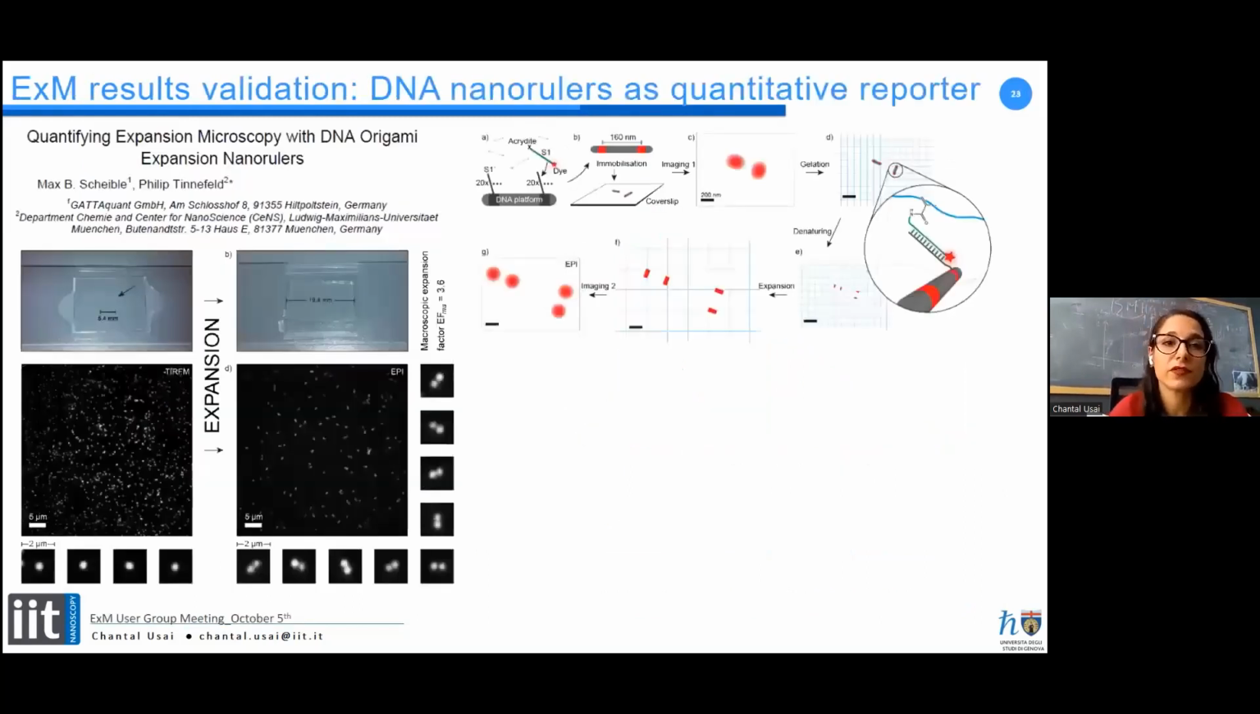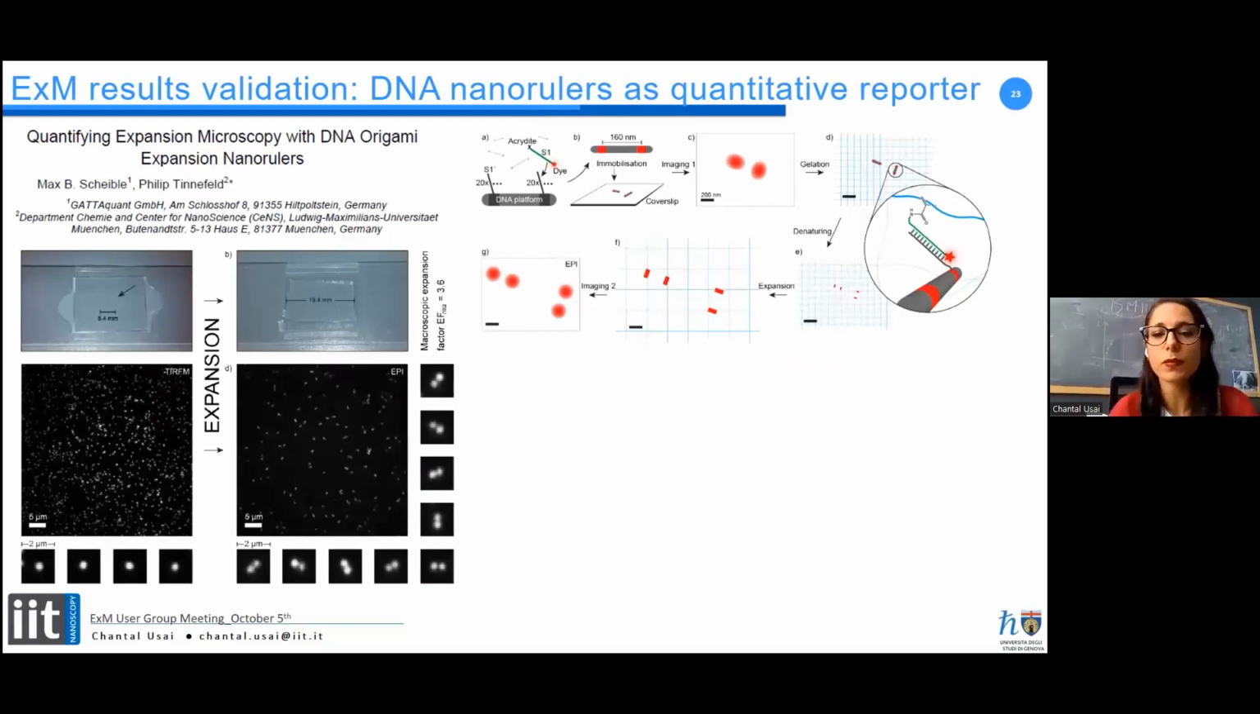So we found this very interesting work that is being carried out in the Gatta Quant Lab, where they use DNA nanorulers, which are DNA origami-based nanorulers that have 2 fluorophores at a very well-known distance. They are usually used to quantify the resolution of an imaging system. Basically, they use a modified version of the nanorulers covalently bonded with an acridite molecule. So these nanorulers can take part in the polymerization process during the gelling, and then after the denaturation step can be expanded.